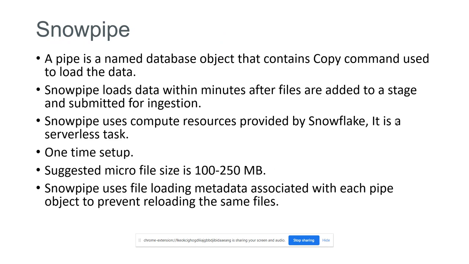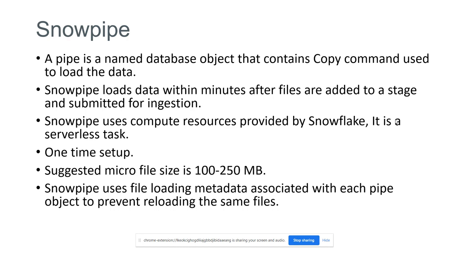What is a Snowpipe? A Snowpipe is a named database object that contains a copy command used to load the data. So we have to create this pipe by using the create pipe syntax. It's a named database object, that means it exists in the database, and it contains the copy command that is used to load the data. So inside the pipe, what do we have to put? We have to put our copy command. You already know about the copy command, I have explained it in my previous sessions.